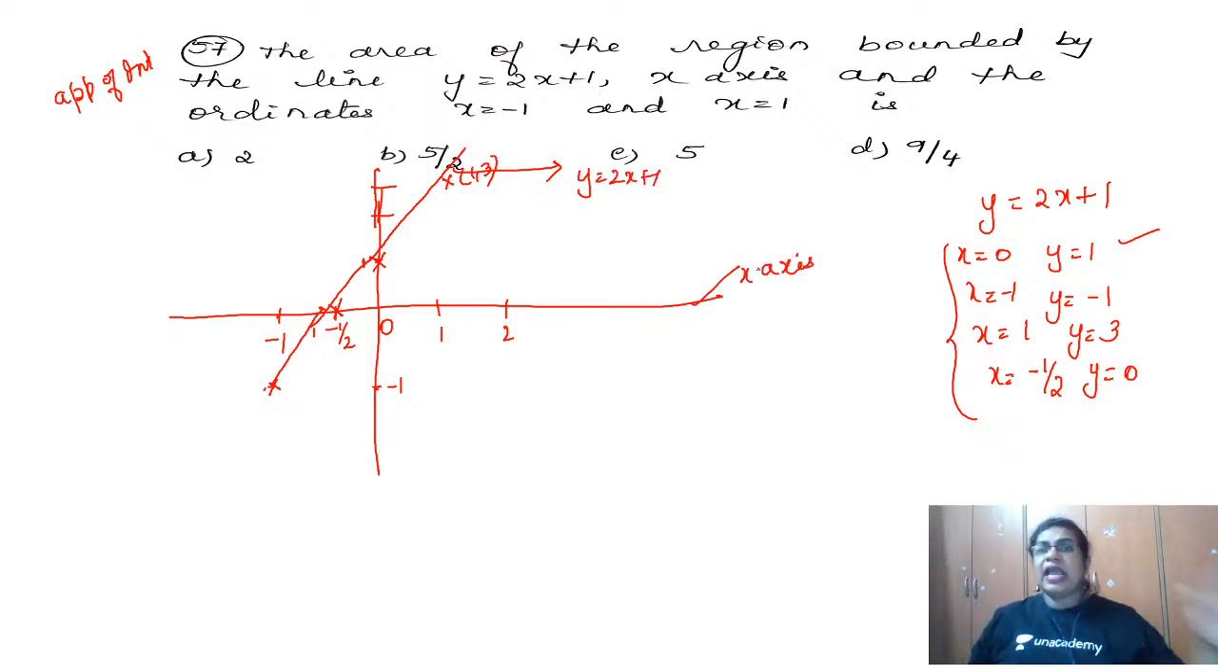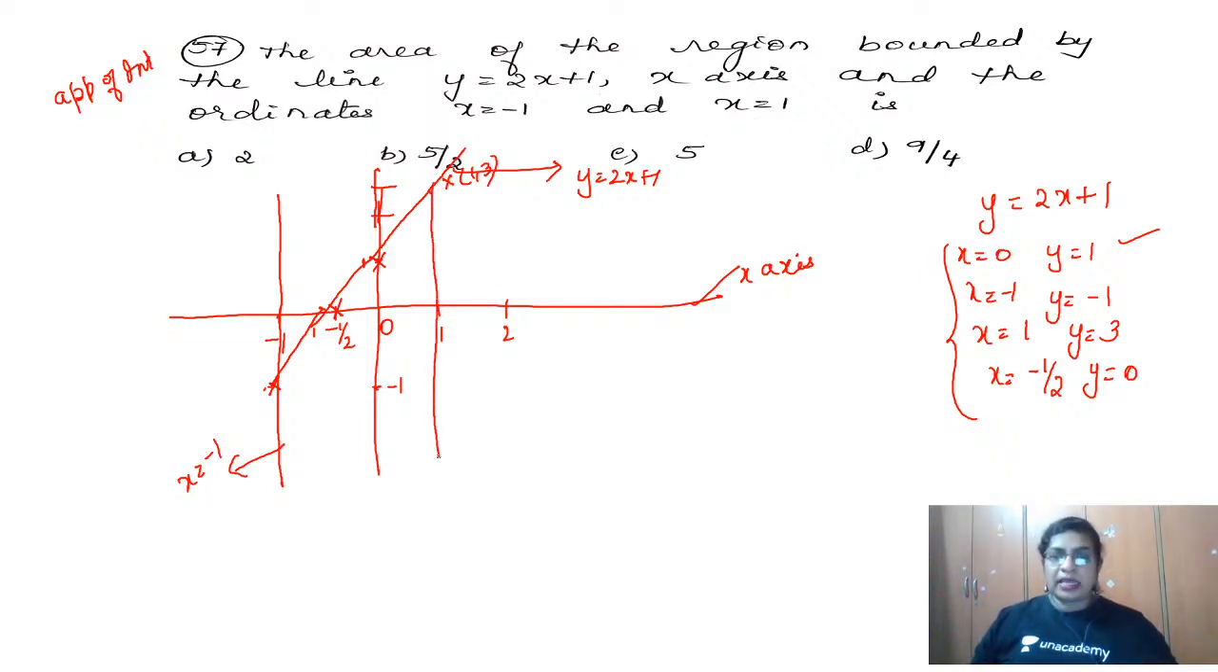And the ordinate x is equal to means how should that line be? Parallel to the y-axis. So we are having one line which passes like this. Okay, so this line is x is equal to minus 1. Next we have x is equal to 1. Again we are having a line which is parallel to the y-axis. So this is the line x is equal to plus 1.